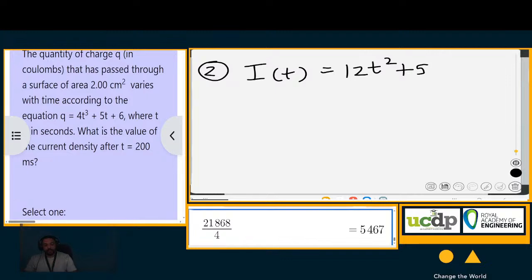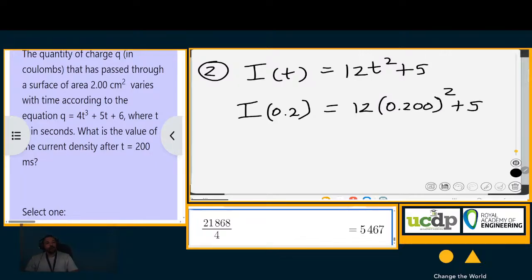Let's find the instantaneous current after 200 milliseconds. What is 200 milliseconds in terms of seconds? It is just 0.2 of a second. So let's plug that in: 12 times 0.2, you can actually say 0.200, it's the same thing, squared, don't forget to square, and then plus 5. That is your instantaneous current after 200 milliseconds.